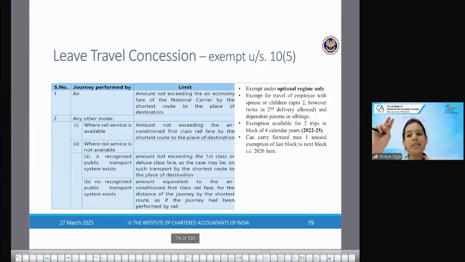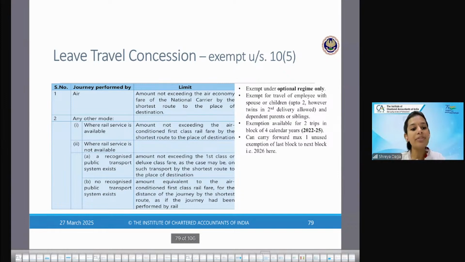Up to two children. So, ma'am, if there are three children, then will we leave the third child at home? We will not take him or her? No, you take him or her. You take all the children. But the exemption is available only for two children. So what is the meaning of family? Spouse, two children, and dependent parents or siblings. Dependent parents or siblings means brother or sister.